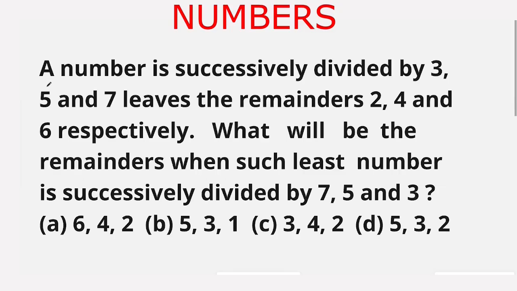Our question is, a number is successively divided by 3, 5 and 7, leaves the remainders 2, 4 and 6 respectively. What will be the remainders when such least number is successively divided by 7, 5 and 3? The given options are option A 6, 4, 2, option B 5, 3, 1, option C 3, 4, 2, option D 5, 3, 2.